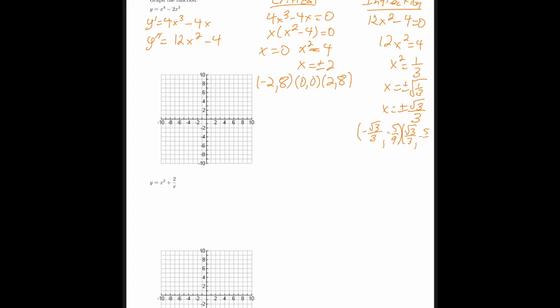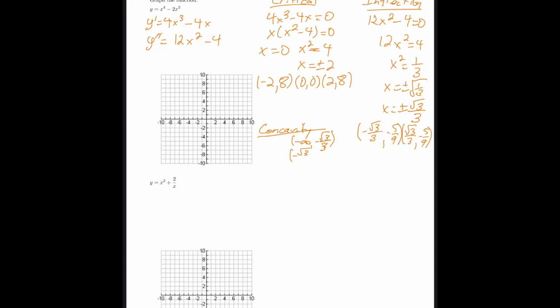Yeah, so you get -5/9. And if you plug in positive root 3/3, since you're taking it to even powers, you'll get the same thing. Okay, so there are inflection points. So now what we just need to do is our concavity, and then that should also tell us our maximums and minimums.